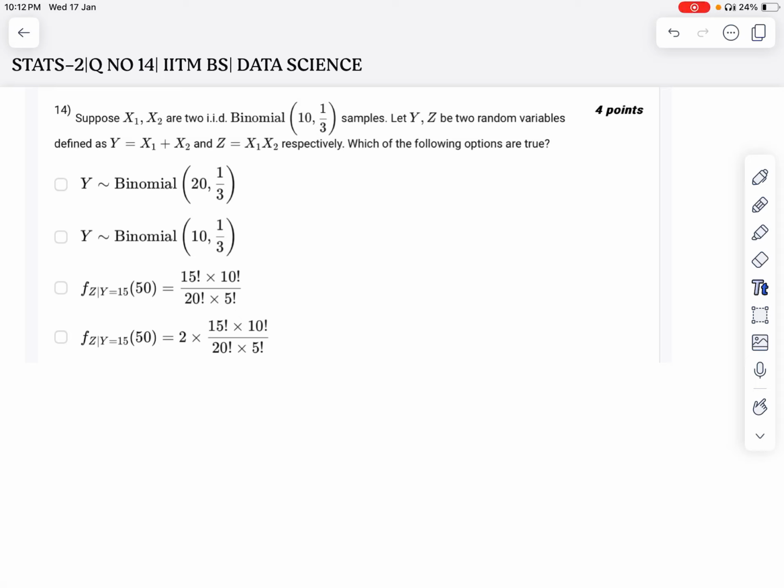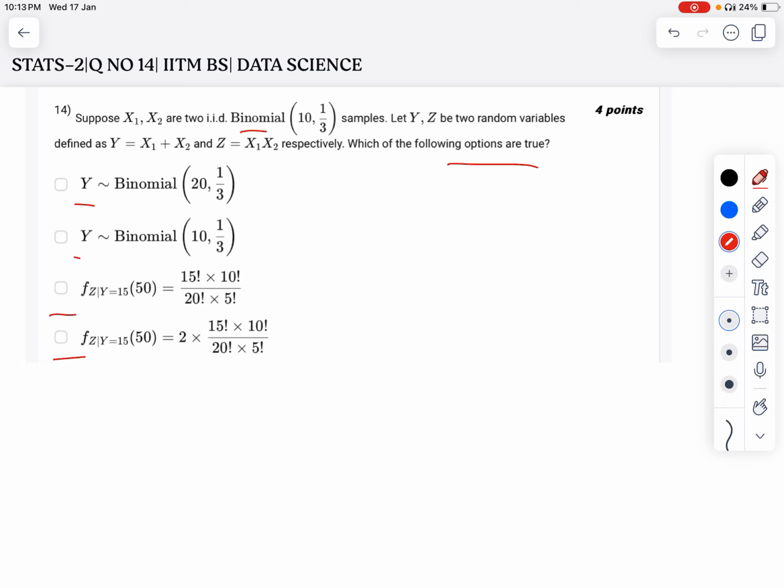Hi everyone, now we're going to look at question number 14 for STATS-2 of IIT Madras Data Science. In this question, they have clearly mentioned we have to find out which options are exactly true. Here in options 1 to 4 there are two clues, because there is a marginal distribution of Y in two options, therefore it should be either of the two, and similarly for 3 and 4 it should be either of the two. So that is the clue we got.